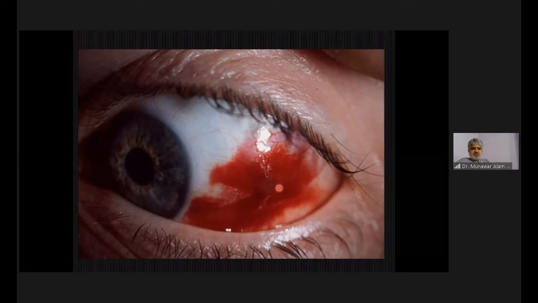Conjunctiva is the transparent membrane which is over the whitish area, that is the sclera. So this is called the subconjunctival hemorrhage. Again, this is because of the inhibition of platelet aggregation. They are very minute blood vessels.